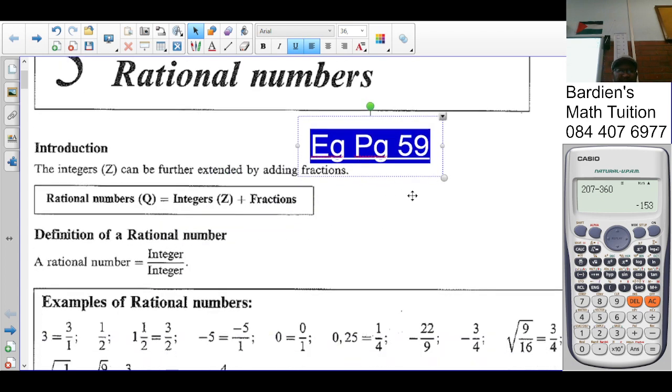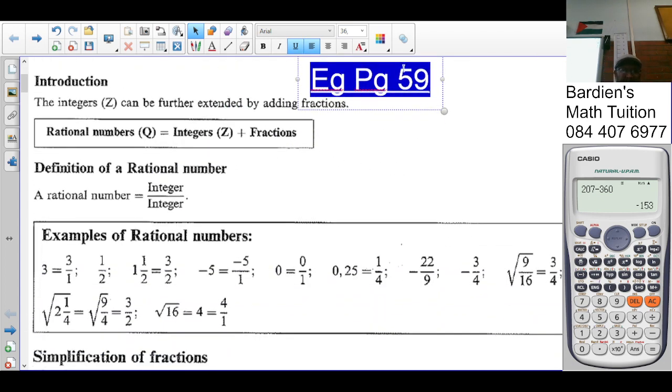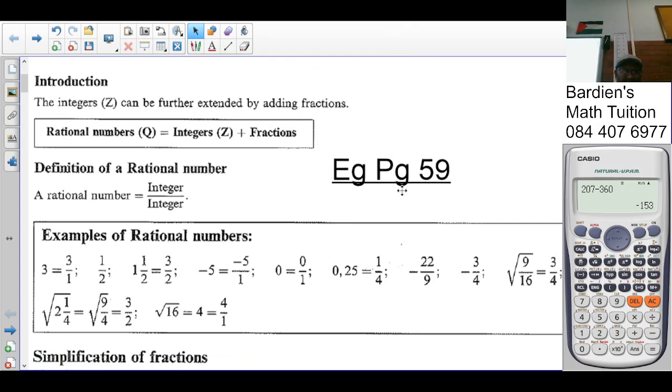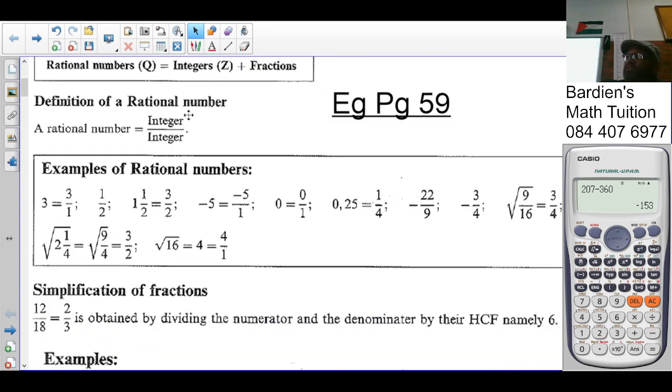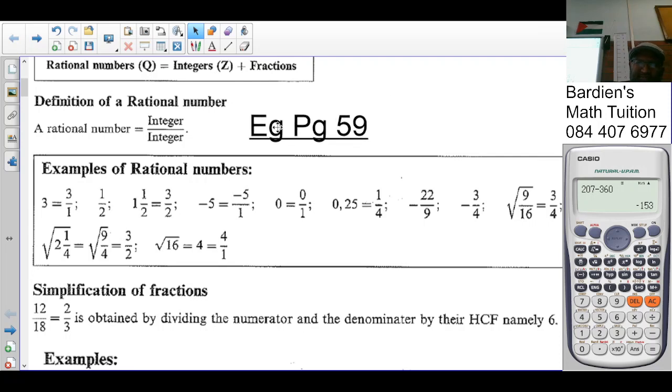Okay, so at this point you guys have written down all of this, no? Is that correct till here? Yes. So the definition of rational numbers: a rational number is an integer over an integer. You must write this. This is very important. A rational number is an integer over an integer.